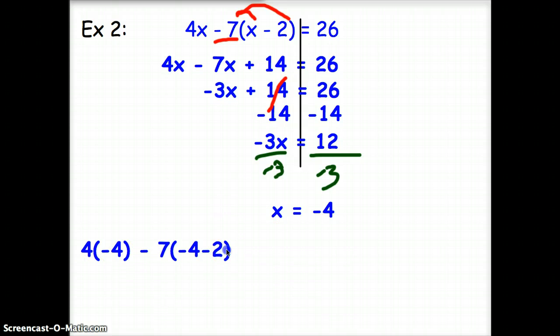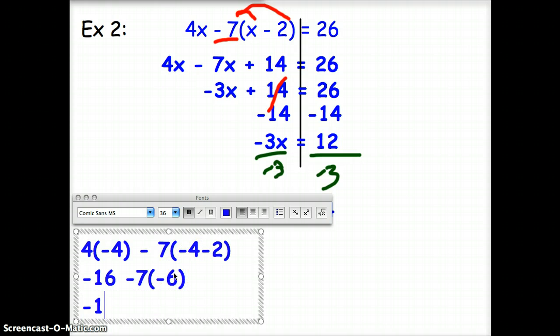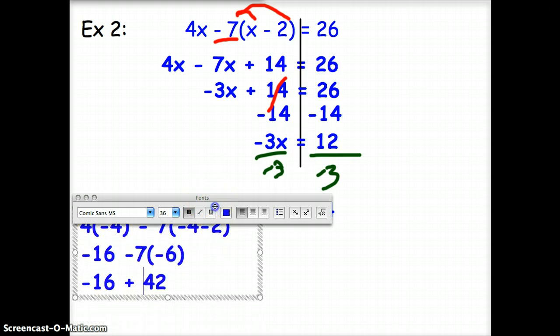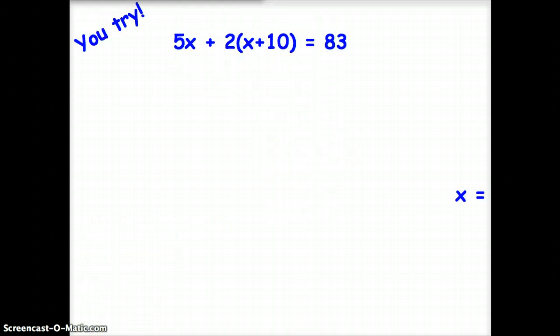So let's see, negative 4 times 4 is going to be a negative 16, minus 7 times negative 4 minus 2 is going to be a negative 6. Negative 16 plus 42 is what we end up with, a negative 7 times our negative 6. And 42 plus negative 16 gives us our positive 26. So our problem checks. Try this one on your own.